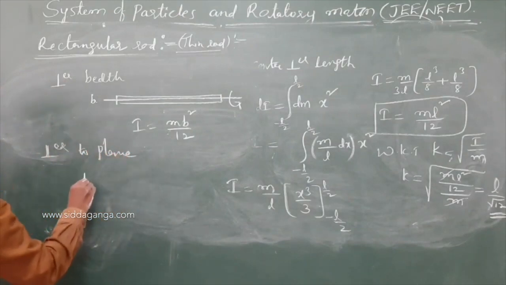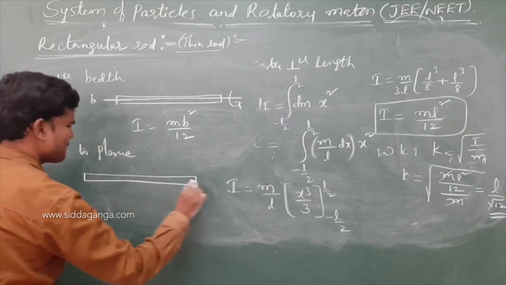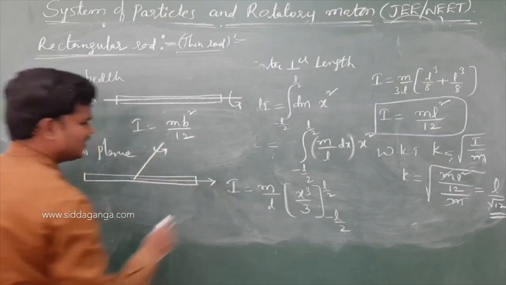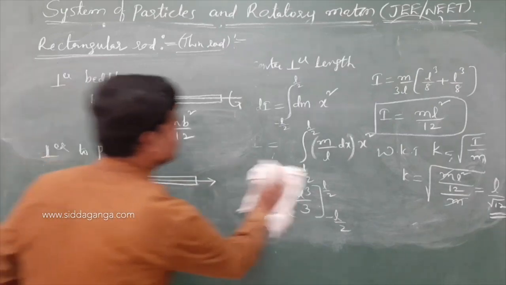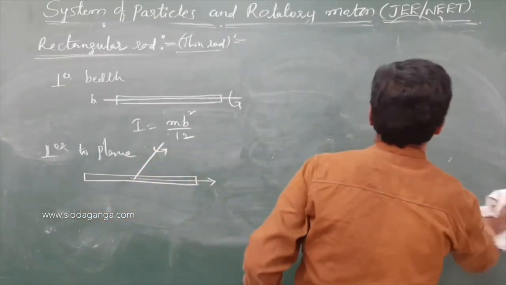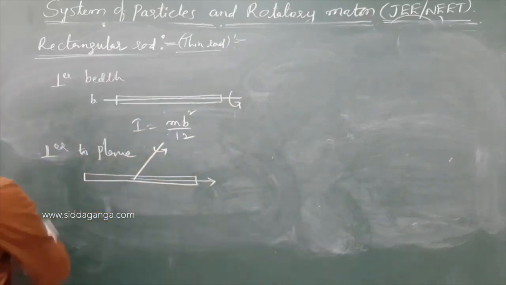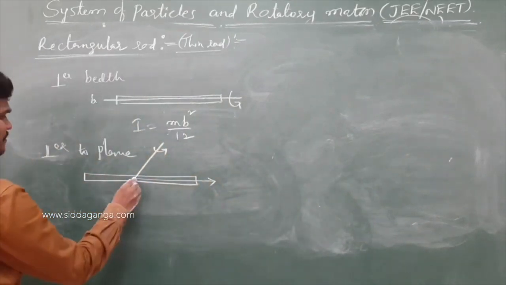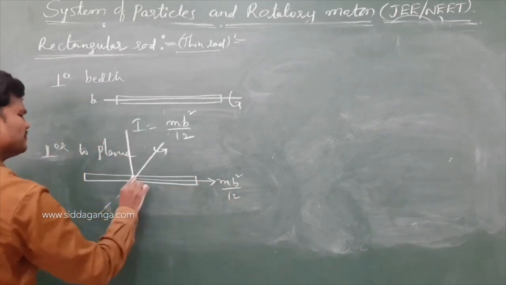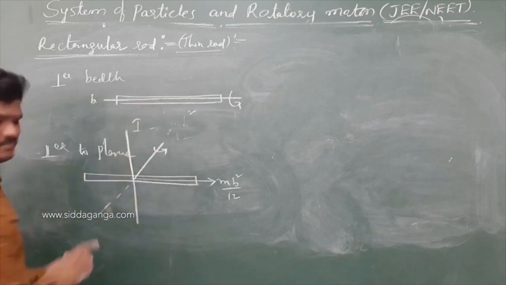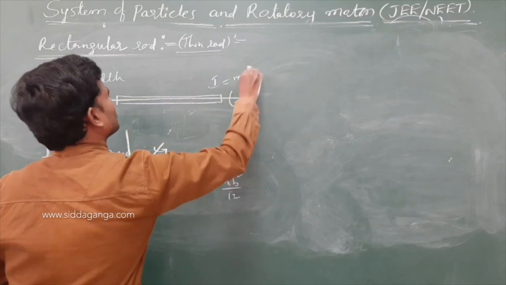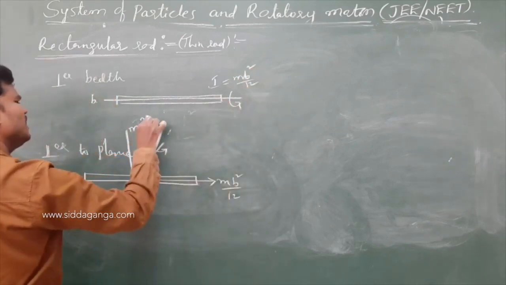Perpendicular to the plane. Perpendicular to the plane means like this. This is clear, let me write it down. Perpendicular to the plane: axis passing through center perpendicular to the plane. This is clear, m b square by 12. And this is m L square by 12.